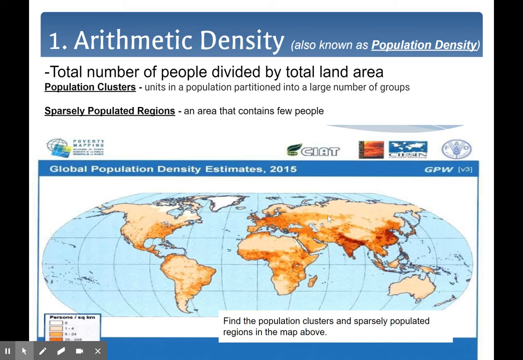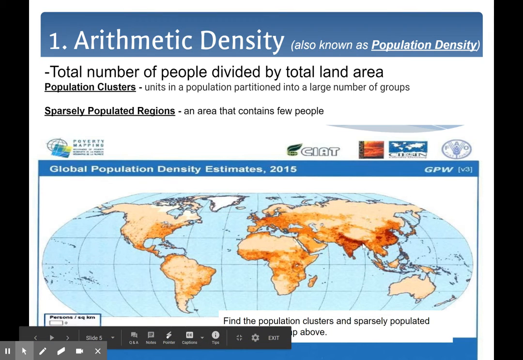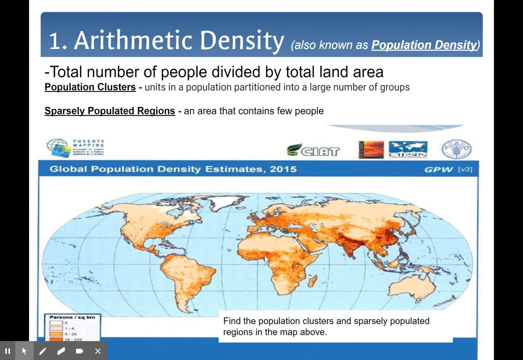Where we see most people live, we call these population clusters. It's the units in a population partitioned into a large number of groups. So if you look at the map below, you can see the population clusters. The more people are living there, the darker red it shows up on the map. And you can kind of see where people are living. For example, if you look at India over here, you can see it's very densely populated. Same with China.